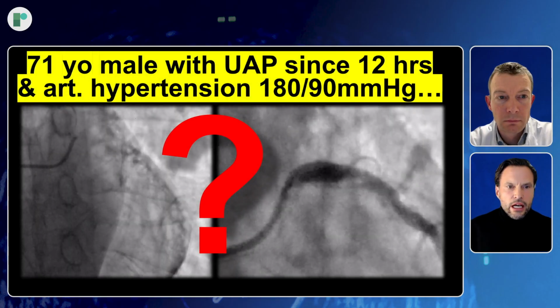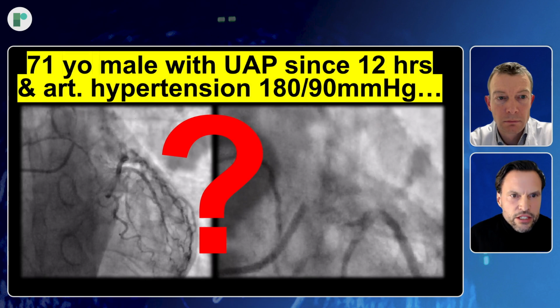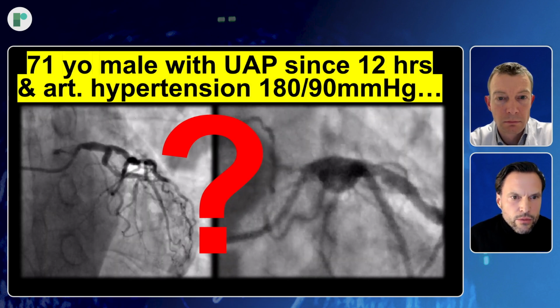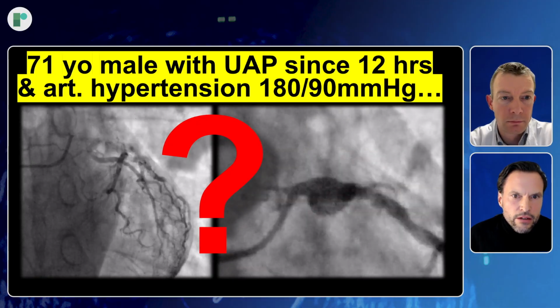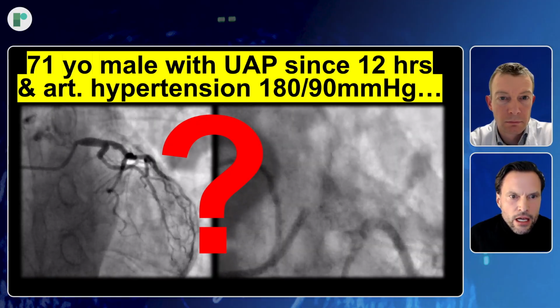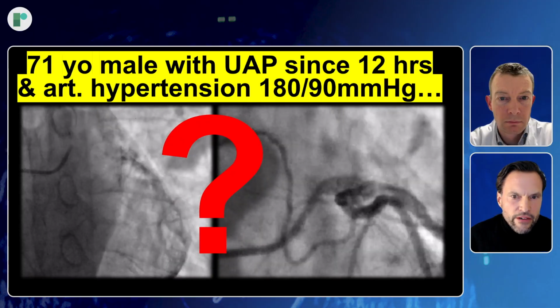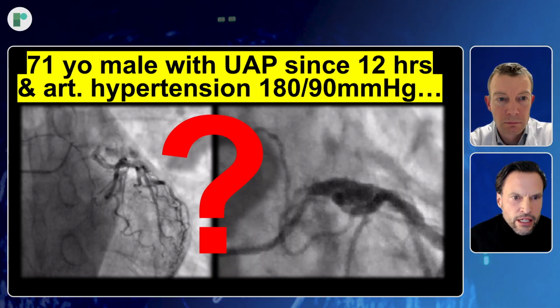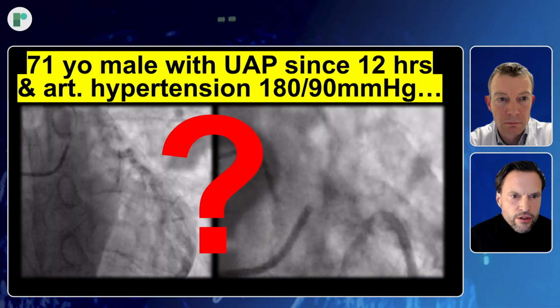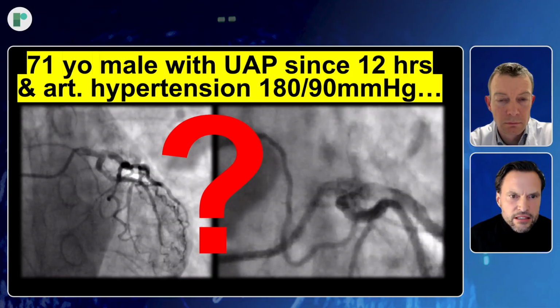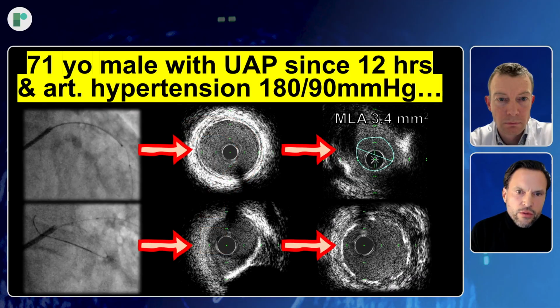And this is, I think, another example of a patient who presented at our hospital just a week ago with unstable angina. He had some elevated cardiac enzymes, and we did an angiography, and you see this ostial left main disease. And then it's always the question, of course, should we use IVUS in this case?